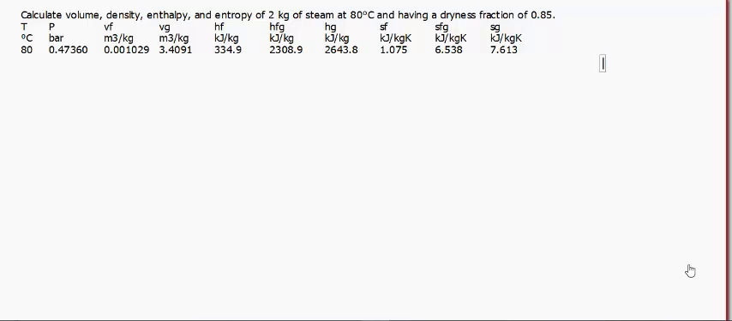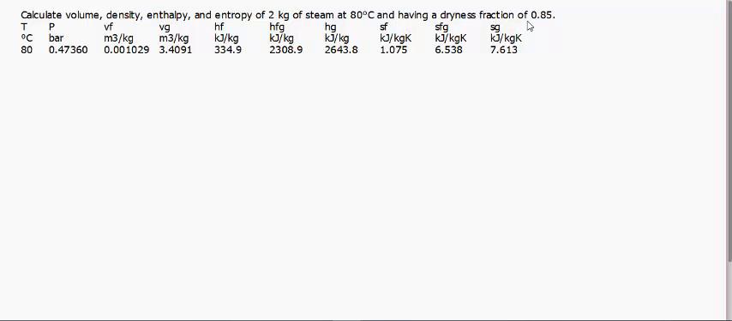Hello, welcome to all. In this video we are going to see how to find the properties of steam by solving a problem. Okay? So our problem: calculate volume, density, enthalpy and entropy of 2 kg of steam at 80 degrees Celsius and having a dryness fraction of 0.85.